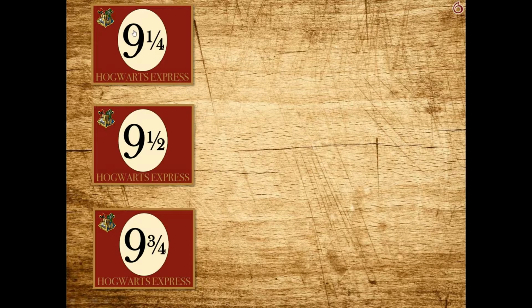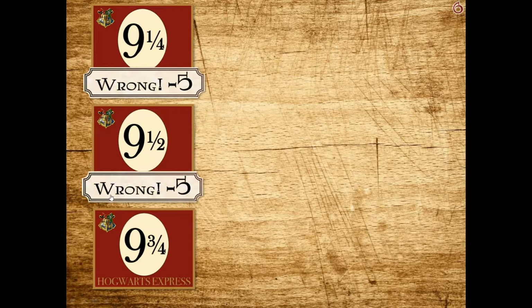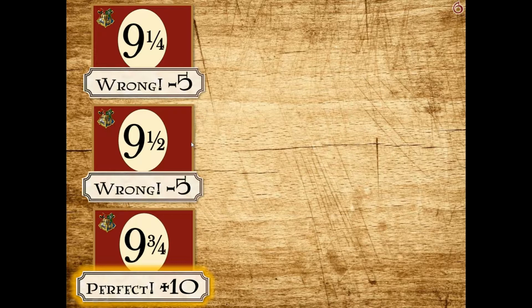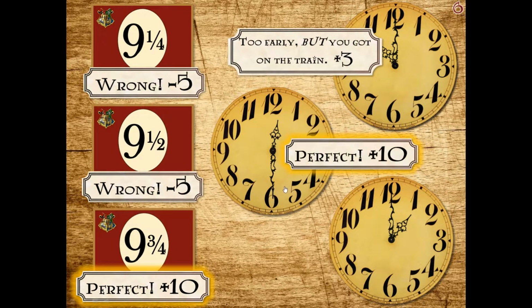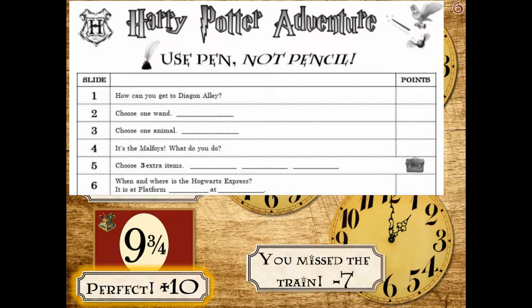So they have to choose which platform. Make sure that they write it down. Then you can reveal the points. Then they have to choose which time. And reveal the points. Make sure they write all this on slide 6 on the handout.